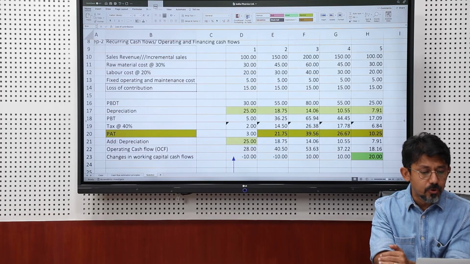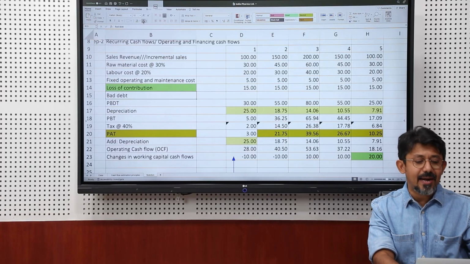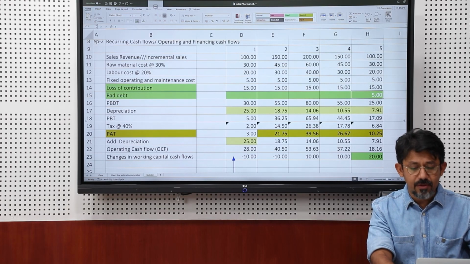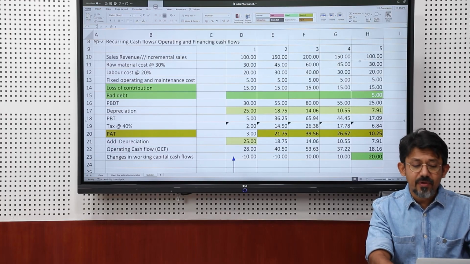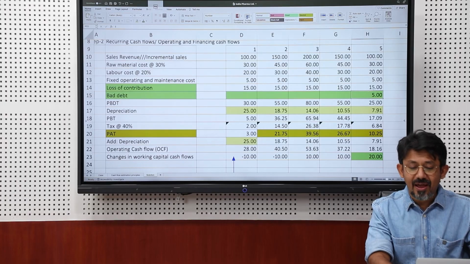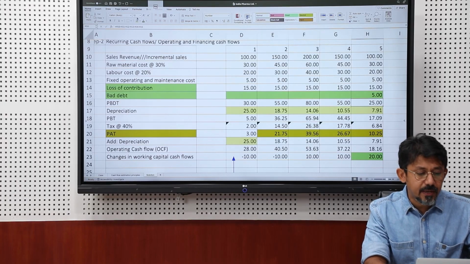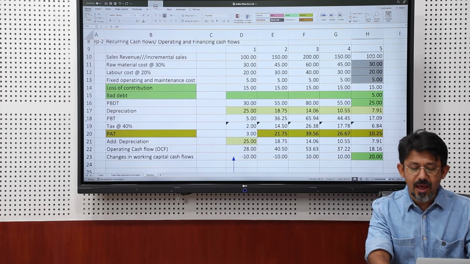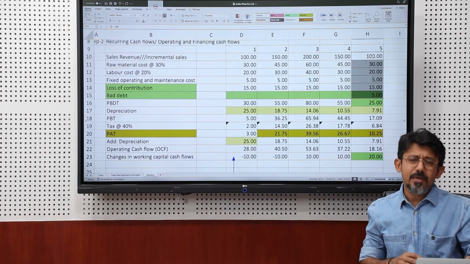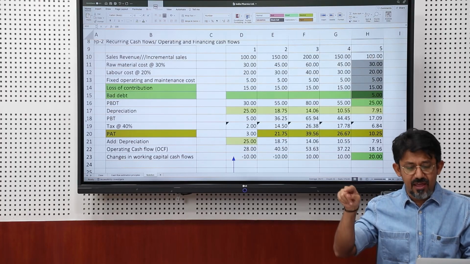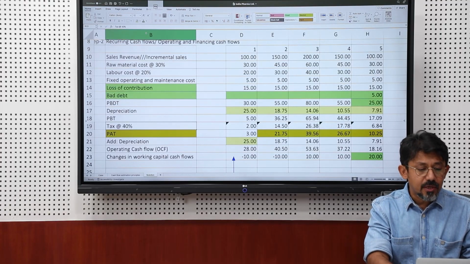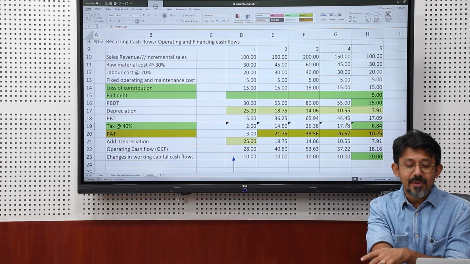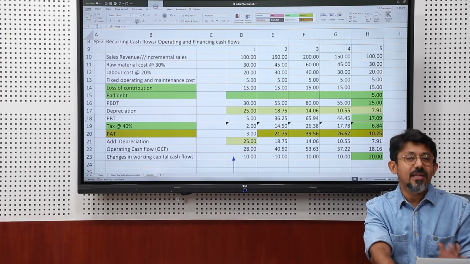After this loss of contribution, what I have done is, I have written bad debt, and there is no bad debt in year 1, 2, 3 and 4. Year 5 has a bad debt amount of 5 million. So, what this does is, it brings down my PBT to 25 million. So, 100 minus 30, 20, 5, 15 and 5. So, my PBT is not 30 million, but it is 25 million, as a result of which my tax calculation is 6.84, because I am calculating tax on a PBT of 17.09.